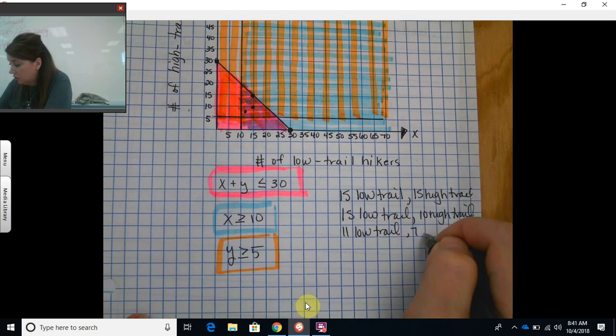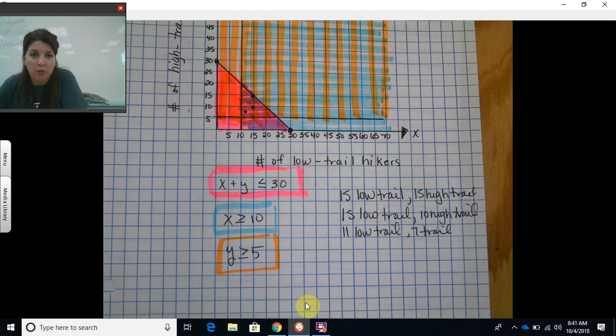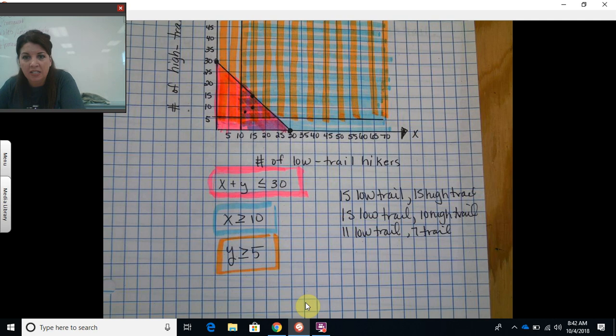Constraints. Could I have 12 and a half low trail and 7.6 high trail? Right. It doesn't make sense to the problem. That's an ordered pair that's in that shaded overlapping region, but it doesn't make sense to the problem, right? Yeah. Okay.